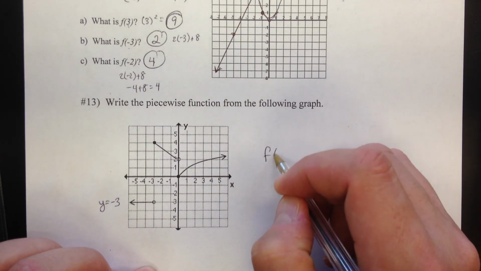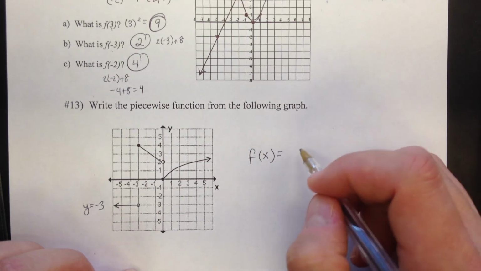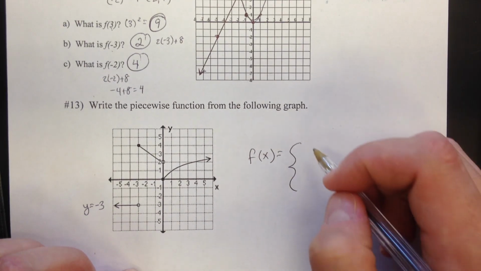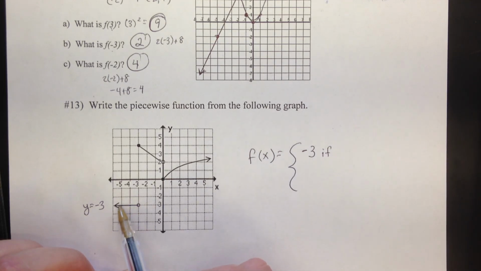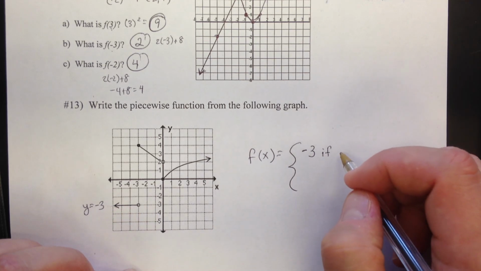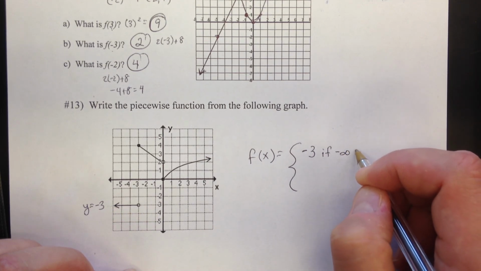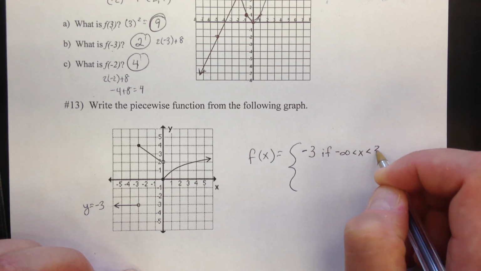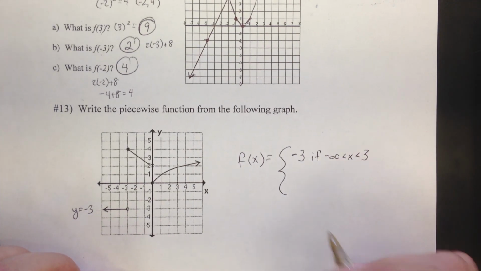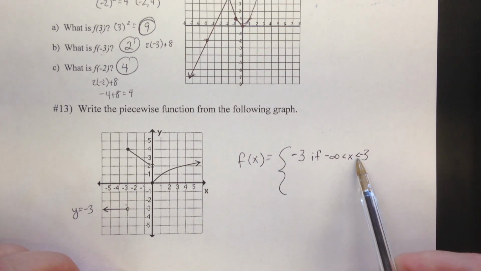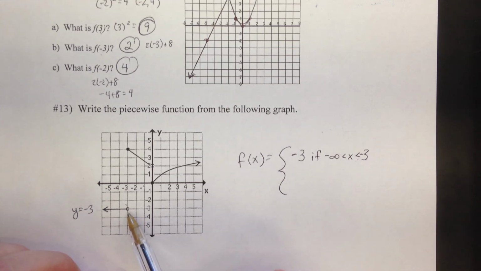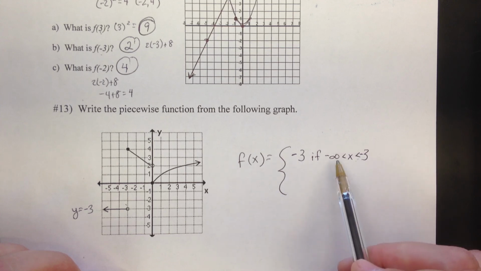So over here we'll say f of x equals, and we'll make a big bracket, negative 3 if, now that's only from, it goes to negative infinity, starts at negative infinity, ends at negative 3. If negative infinity is less than x, less than negative 3, excuse me. Now, there's no equal to part because this is an open circle. Okay, so that's open. So there we go, there's the first piece.